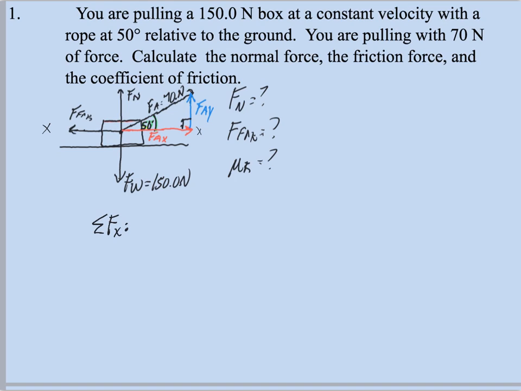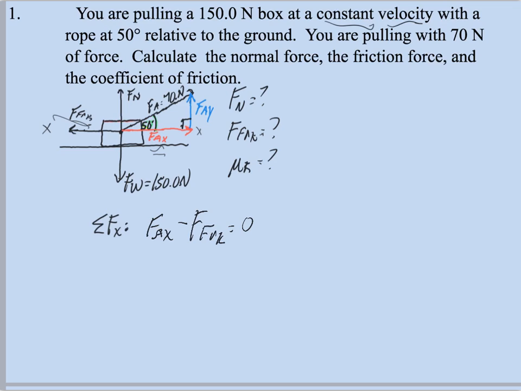So I'm going to sum those forces. Now, the question said constant velocity. Constant velocity means this is an equilibrium. This object is at equilibrium. And that means that the sum of the friction force and the x component should balance out. In other words, they should be the same value, they're just different directions. So if I take the x component, which we're calling FAx, and I subtract it from the friction vector, I should end up with 0.